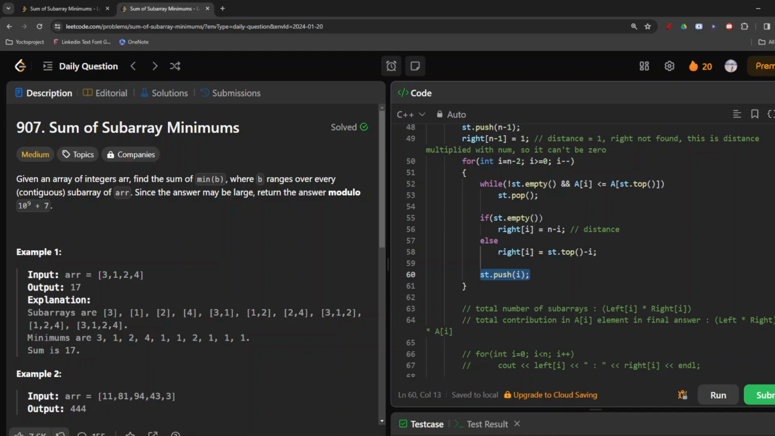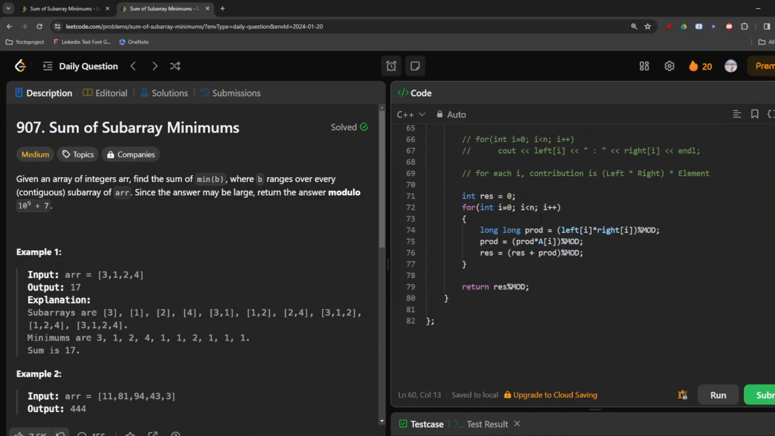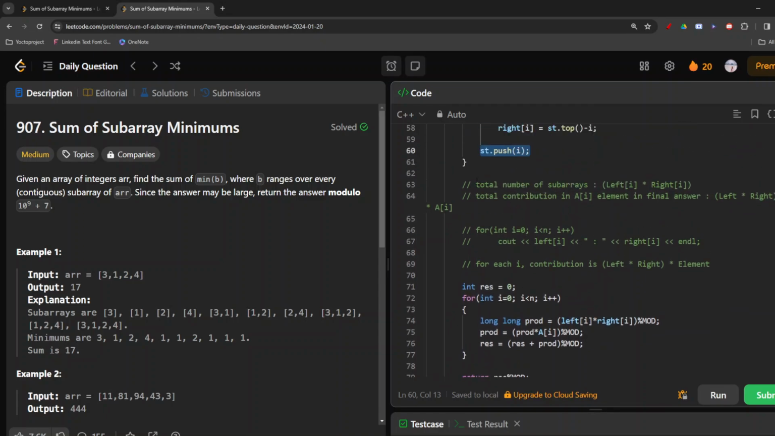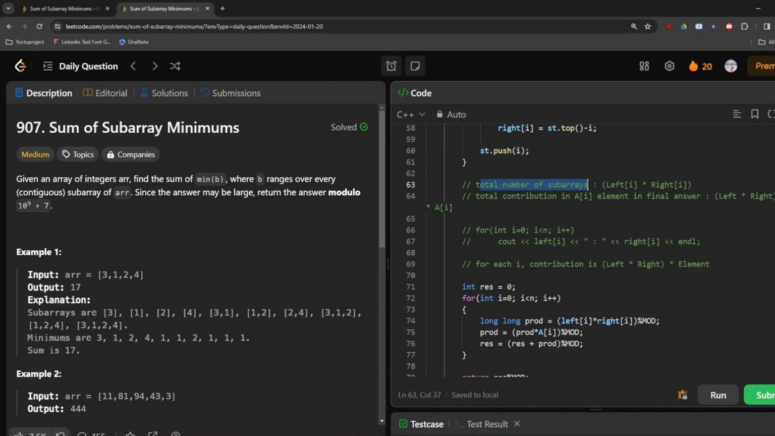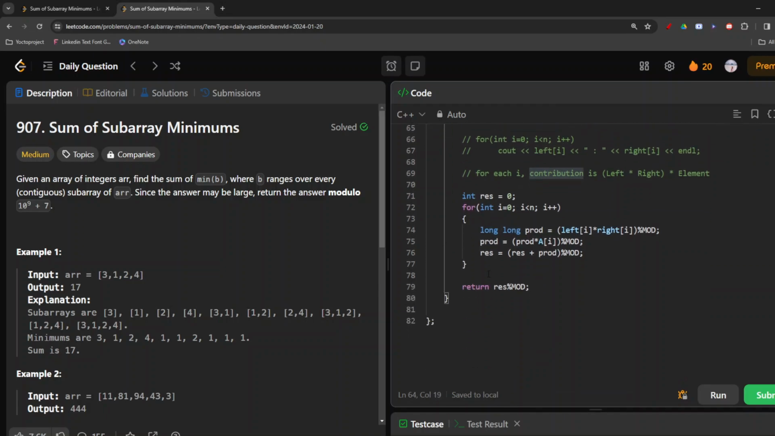Now after both of these things, we will have whatever is there in our left and right. So the last thing now is to get into our code. Here I've written that the total number of subarrays is simply left of i into right of i, and the total contribution of the a of i element in the final answer would be left of i and right of i multiplied by a of i. That is how our result would be calculated from i equal to 0 till n.